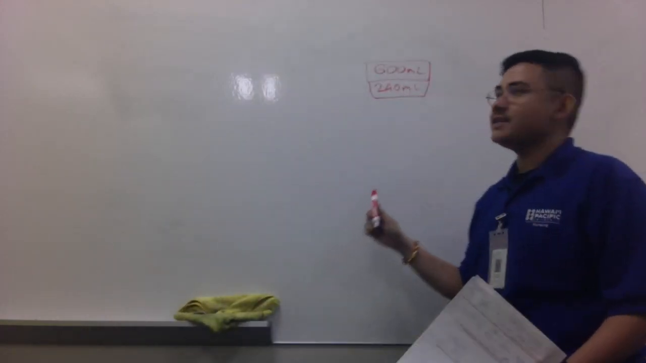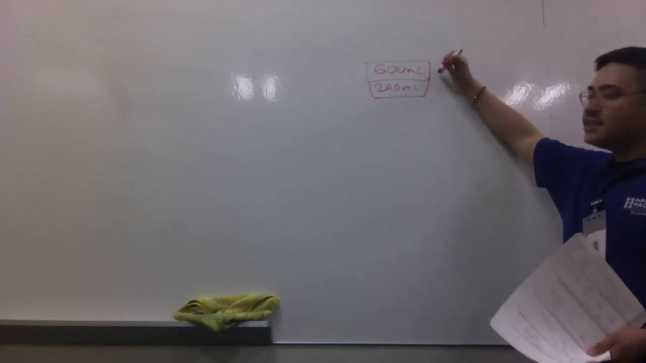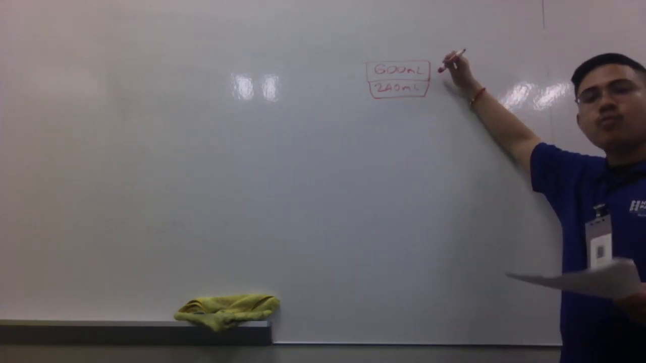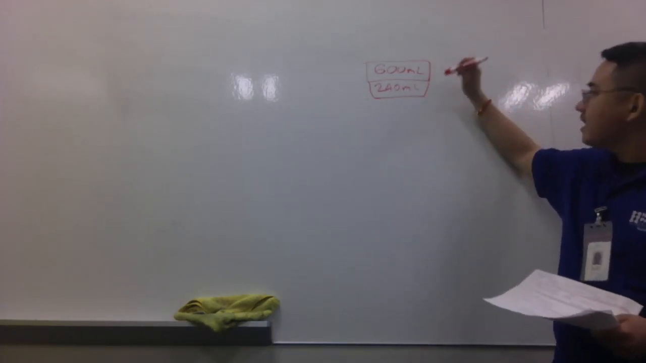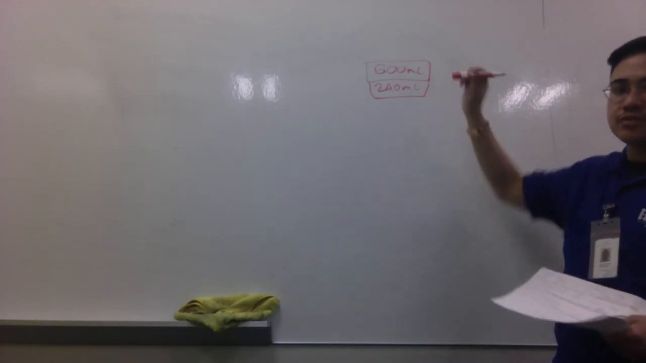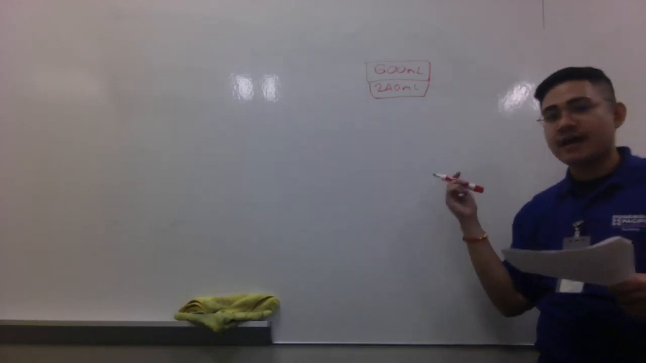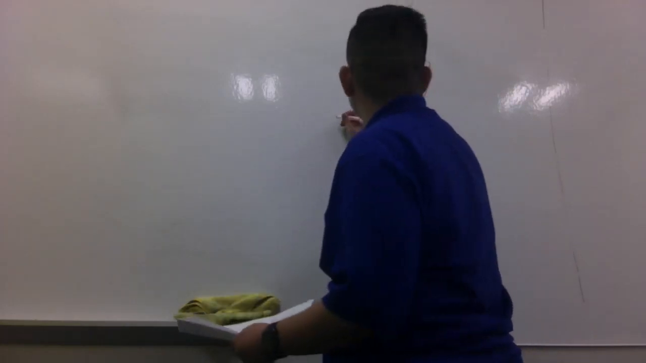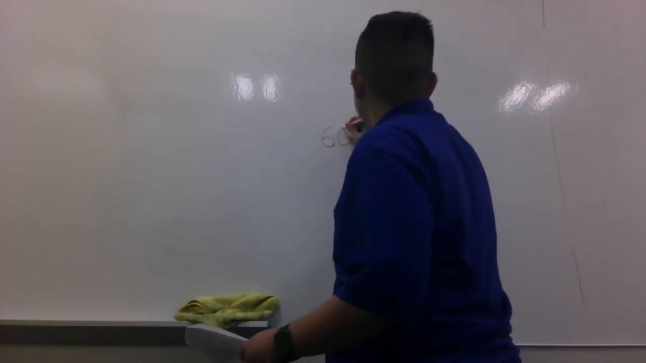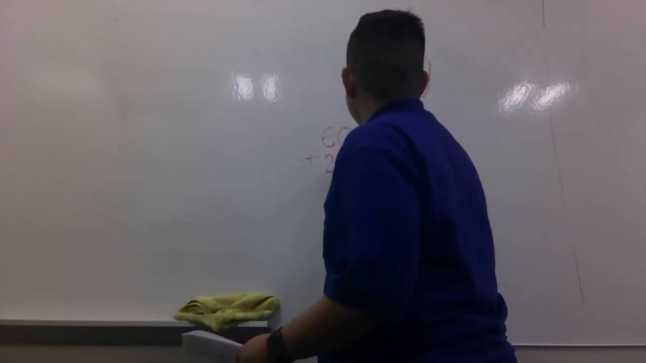So now we have these. This one is from the 10 ounces of water and 10 ounces of coffee. Here is from the 8 ounces of juice. All we have to do now is just add them up. So we have 600 plus 240.